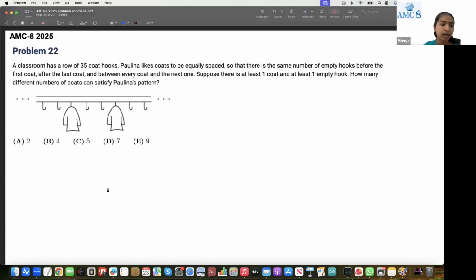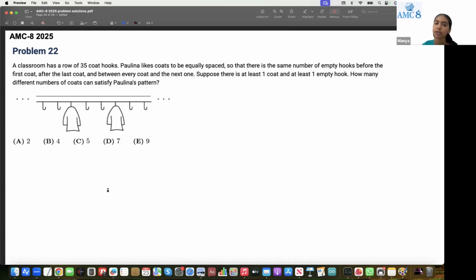Problem number 22. A classroom has a row of 35 coat hooks. Paulina likes coats to be equally spaced so that there's the same number of empty hooks before the first coat, after the last coat, and between every coat and the next one. Suppose that there is at least one coat and at least one empty hook. How many different numbers of coats can satisfy Paulina's pattern?